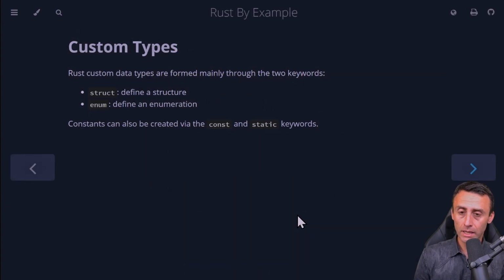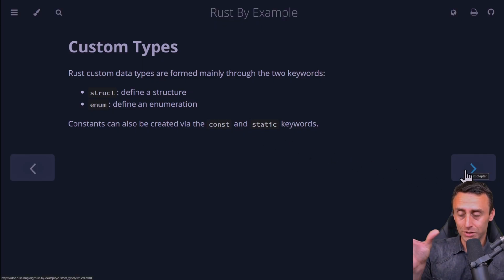Let's dedicate now some time to custom types. Rust custom data types are formed using two keywords, struct, we already saw a couple of examples, and enum. Enums are very powerful in Rust. We can also have constants in Rust using the const and static keyword. Something very important before we proceed is that in Rust all the variables are immutable by default. Unless we explicitly use the mut keyword, they are already immutable, even if we define a variable with let. And we'll see probably the differences between using const and let.